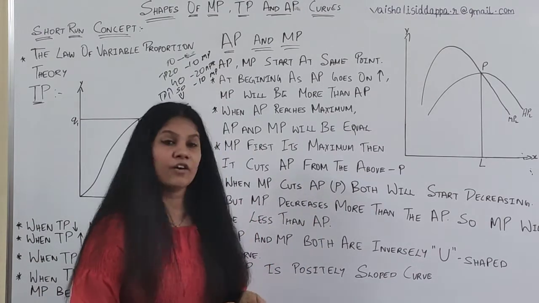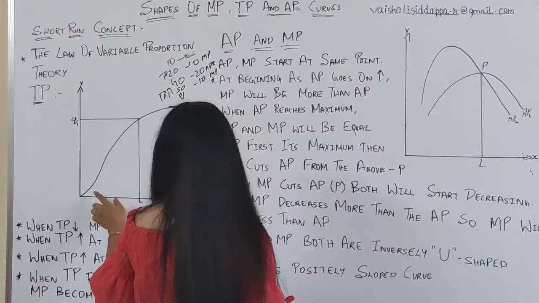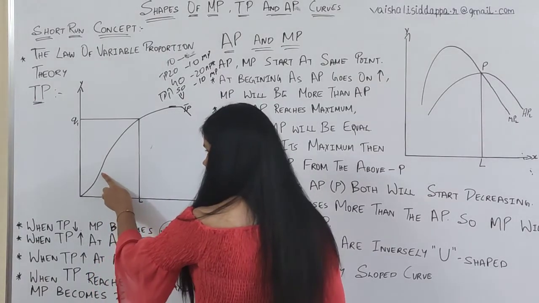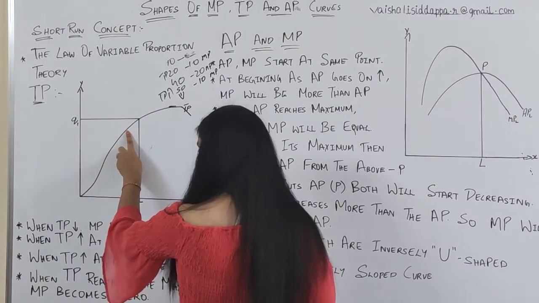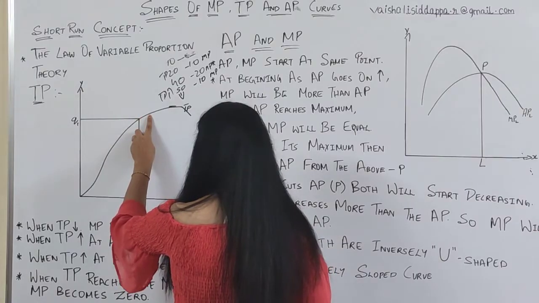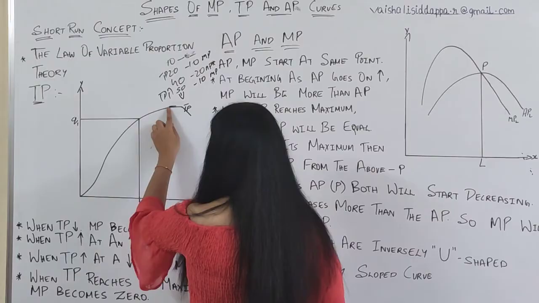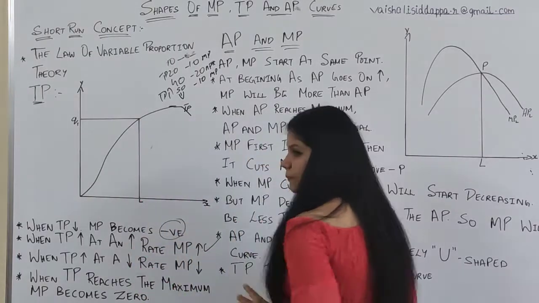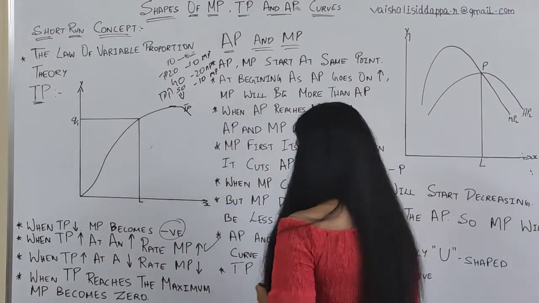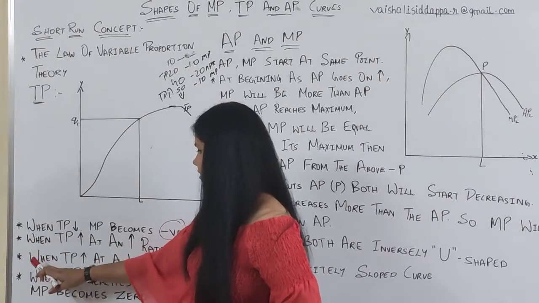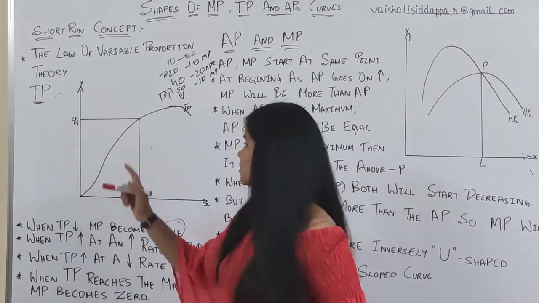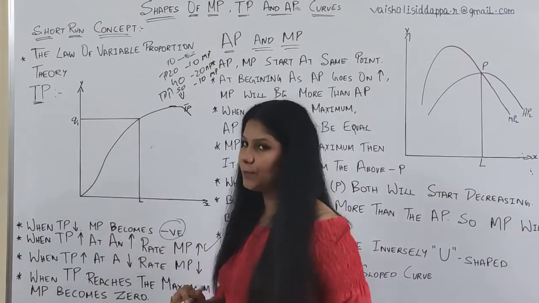So now we are done with TP: increasing at an increasing rate, then increasing at a decreasing rate. At one point of time it will reach its maximum, so MP will be 0. And when it starts diminishing, MP will be negative. You have to remember four stages, the first, second, third and fourth, to explain the TP.